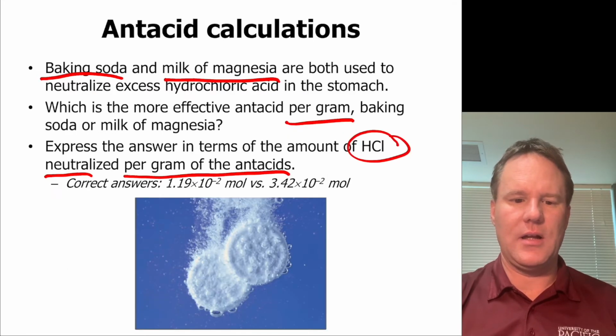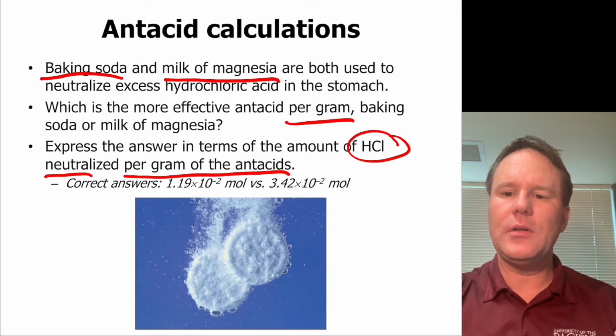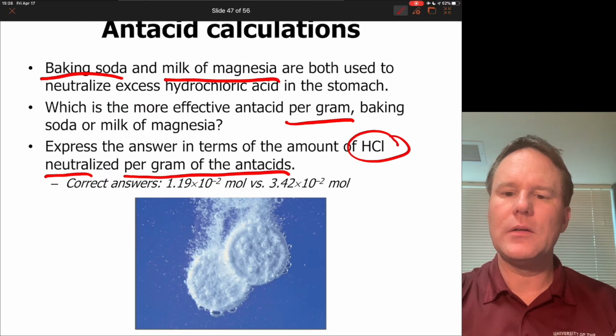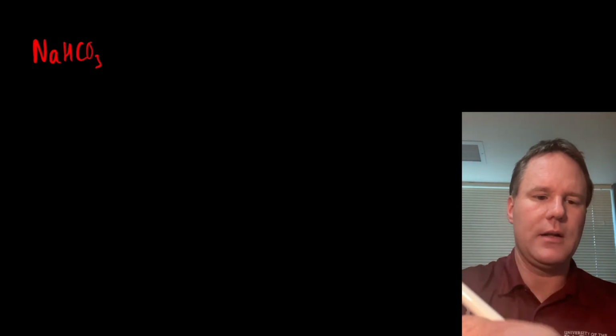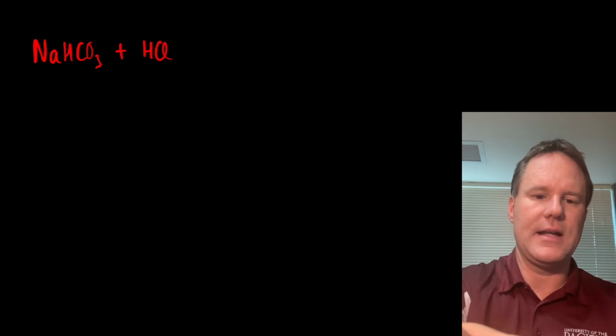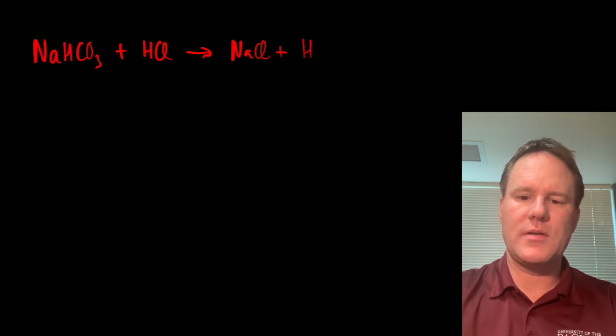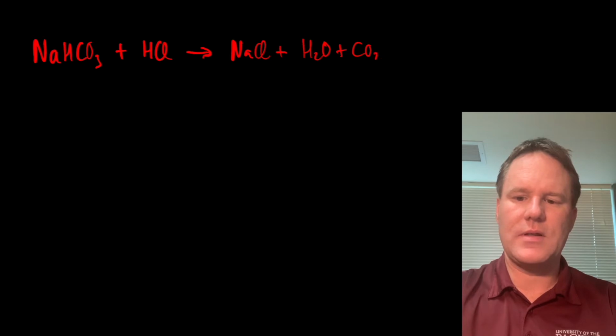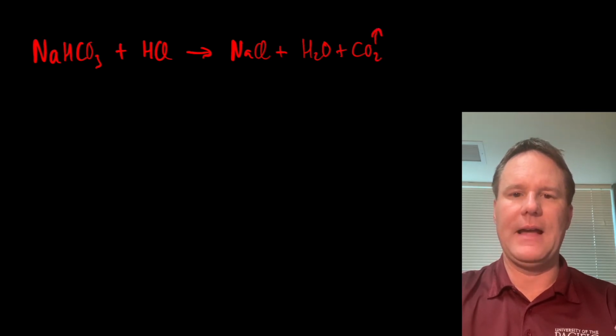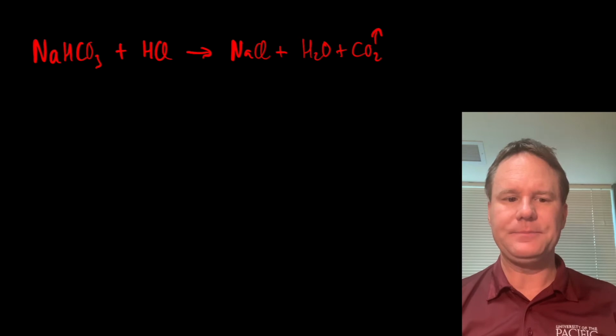And let's write an equation. Okay, let's start with baking soda. Baking soda is sodium hydrogen carbonate. It reacts with HCl and forms sodium chloride, and then it bubbles because of the CO2 that goes away. Now, luckily, this is balanced right away, 1 to 1.